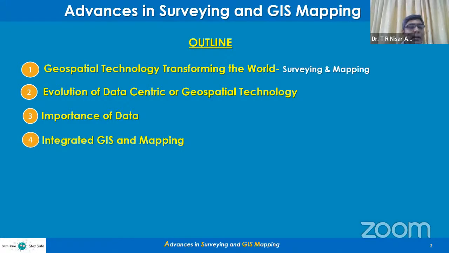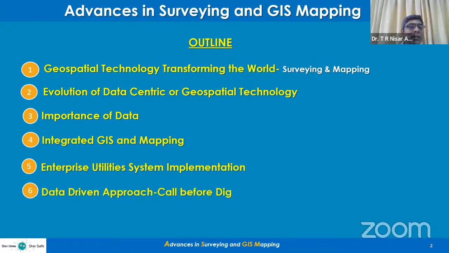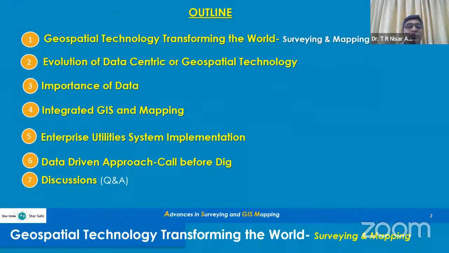Then a quick overview of integrated GSM mapping. When we say surveying, mapping should always be there, so surveying and mapping go hand in hand. Then I will highlight two use cases, one focused on an enterprise utility system, and the other an application called Call Before Dig, which we have developed. Finally, the floor is open for discussions, followed by question and answers.